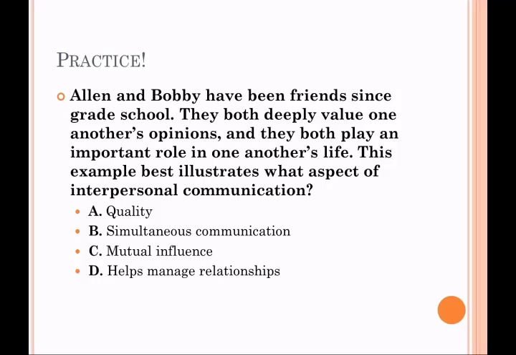Another practice question. Alan and Bobby have been best friends since grade school. They both deeply value one another's opinions, and they both play an important role in one another's lives. This example best illustrates what aspect of interpersonal communication? Think back to that definition here. Is it A, quality, B, simultaneous communication, C, mutual influence, or D, helps to manage relationships? Here's the answer to this one, which is C, mutual influence.